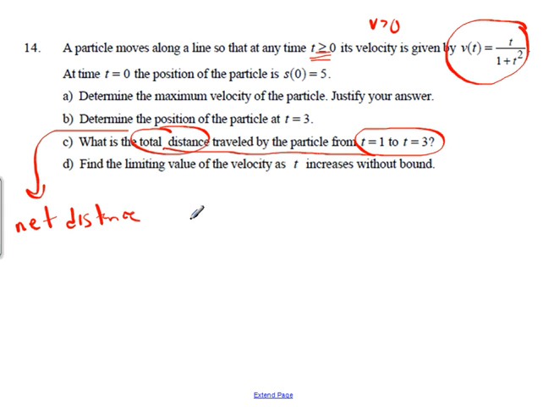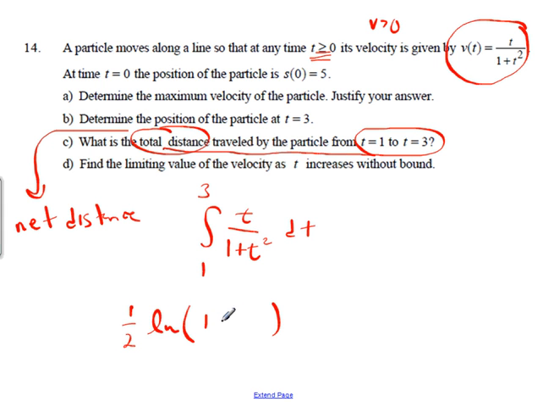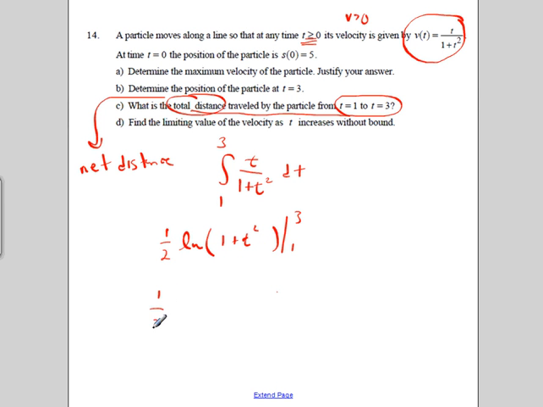So to find that value, we're going to integrate from 1 to 3 our velocity, t over 1 plus t squared dt. And we already did this integral, so we can evaluate that pretty quickly. We're talking about 1/2 ln of 1 plus t squared from 1 to 3. And now we just plug in. We have 1/2 ln of 10 minus 1/2 ln of 2.